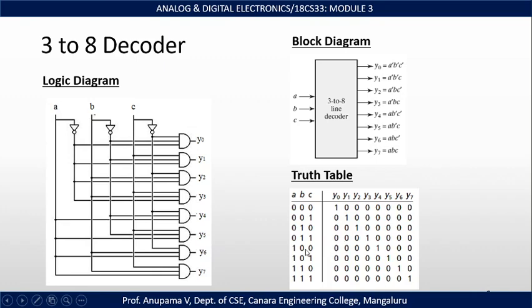When A is 1, B and C are 0, Y4 is activated, all other outputs are deactivated. When A is 1, B is 0 and C is 1, then Y5 is activated and all other outputs are zeros. When A and B are 1 and C is equal to 0, then Y6 is activated and all other outputs are zeros. When ABC are set to 1, then Y7 is 1 and all other outputs are zeros.